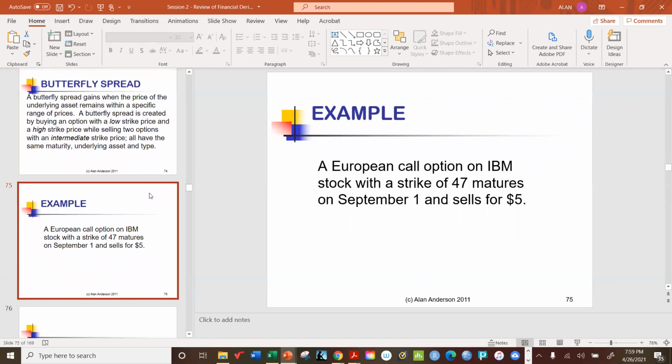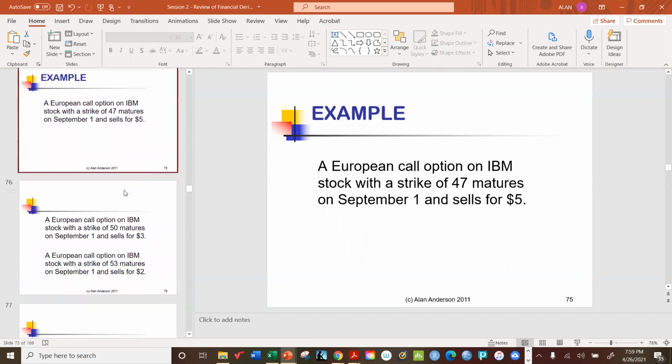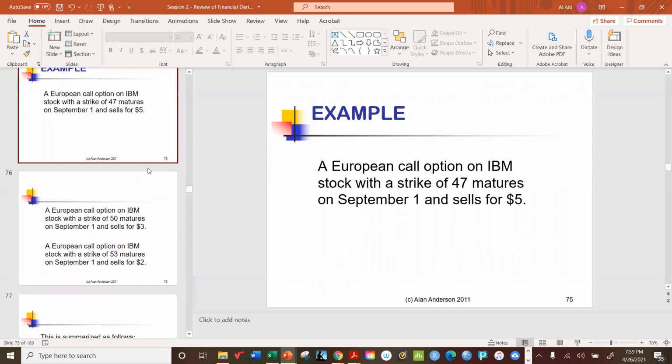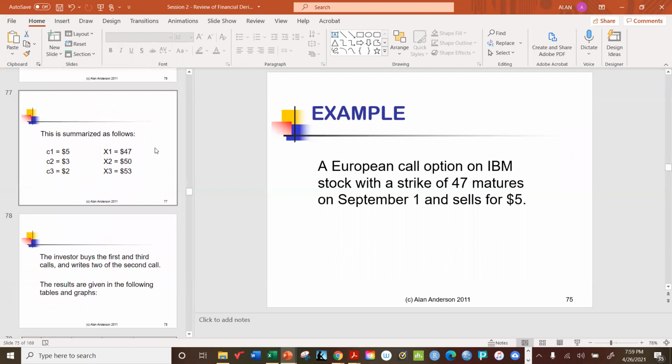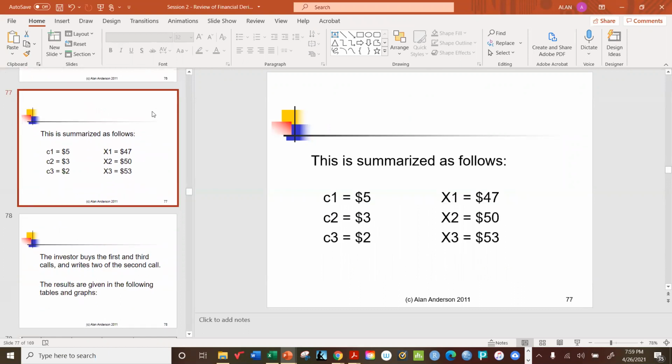Well, so what we're going to do is introduce another call option in IBM. This time we'll assume that the strike is 47. It matures once again on September 1st, and it sells for $5. So we got all 3 of them this time. So I've summarized them on the following slide. Okay. So 2 of them we already have seen before. There's 3, and of course, in the real world, for any option, there's usually multiple strike prices to choose from.